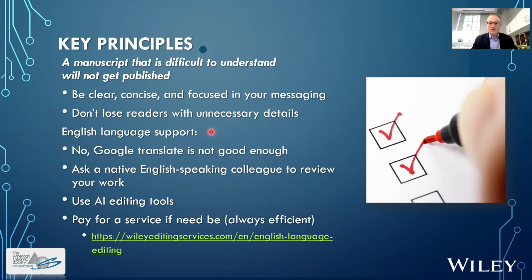Now, if you are not a native English speaker, please don't rely on automated translation tools like Google Translate. It's really not good enough to make an article that is high enough quality for publication. My advice would be to ask one of your friends or colleagues who is a native English speaker to review your work and to offer editing. You can also use AI editing tools to help you with English grammar usage.